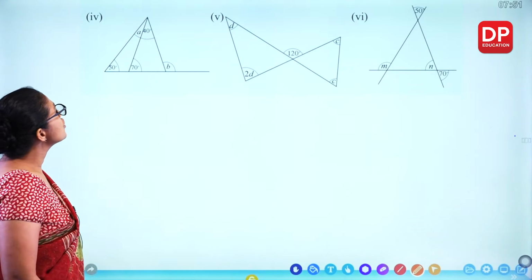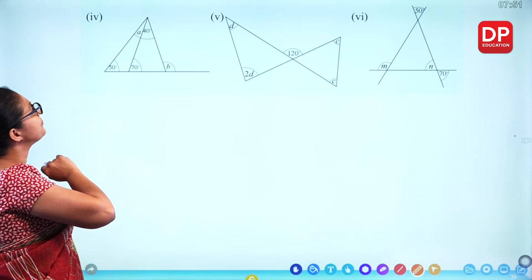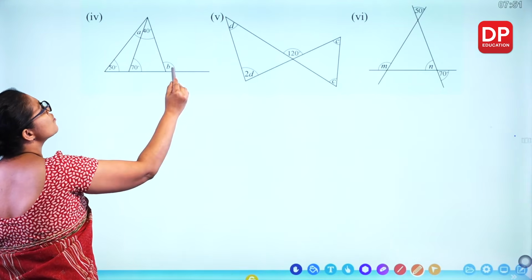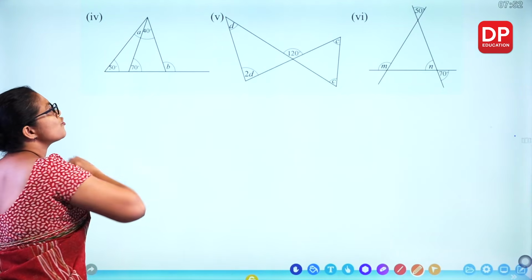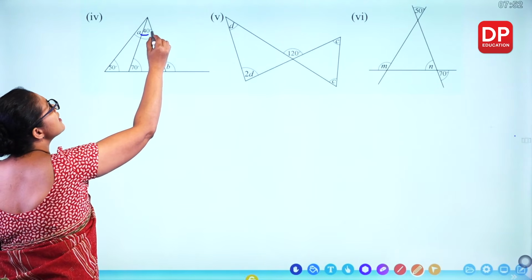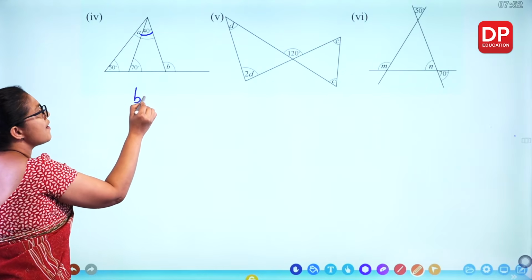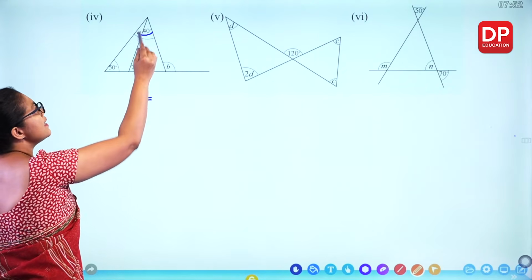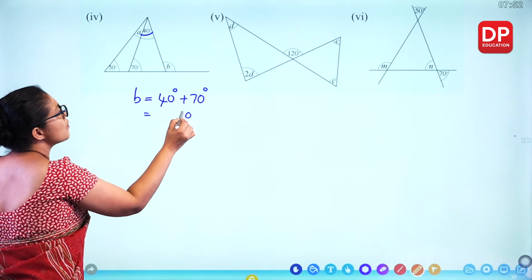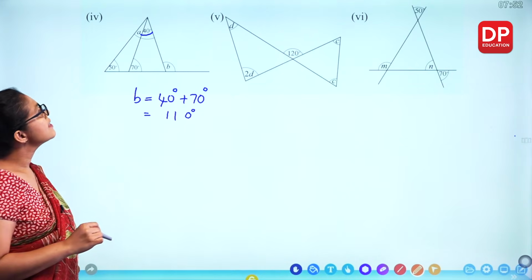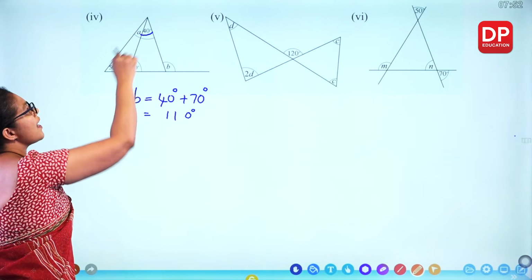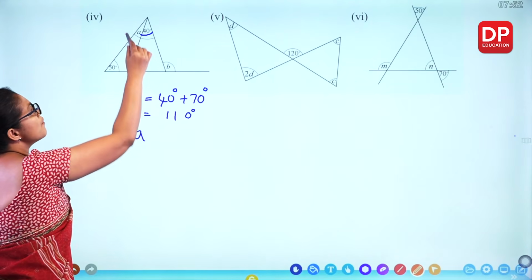Now we'll take this question. So in this triangle, this full thing is given A. So here these two angles are the opposite interior angles to B. Now when you take this one, here this is 40. So straight away I can write what's the B angle? B angle is 40 plus 70. So that's equal to 110.